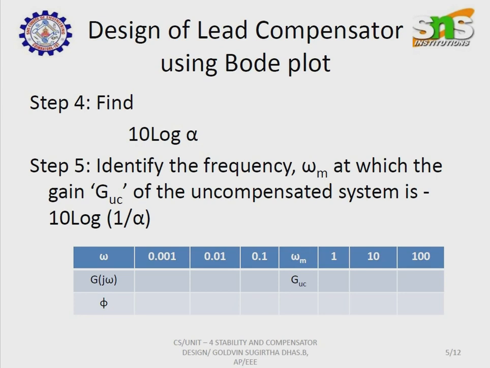Next we have to find 10 log of that alpha value. Next we have to identify the frequency at which the gain GUC of the uncompensated system is equal to minus 10 log 1 by alpha. How will we find this? Again we will make a table, with omega values from 0.001 to 100. So we will find the gain value which is equal to minus 10 log 1 by alpha, and corresponding to that value we will get an omega value, that is omega m, that we have to identify.